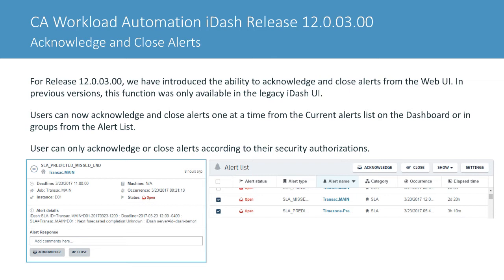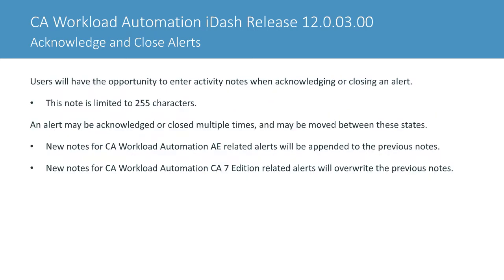Users will be limited to acknowledging or closing only alerts their security authorizations allow. Users will have the opportunity to enter activity notes when acknowledging or closing an alert. This note is limited to 255 characters. Users may acknowledge or close an alert multiple times and may move the alert between the acknowledged and closed states by doing so. An alert may not be returned to the open state once it has been acknowledged or closed.